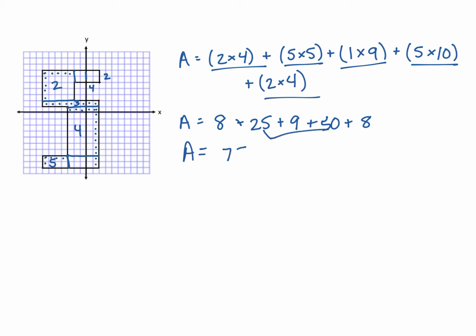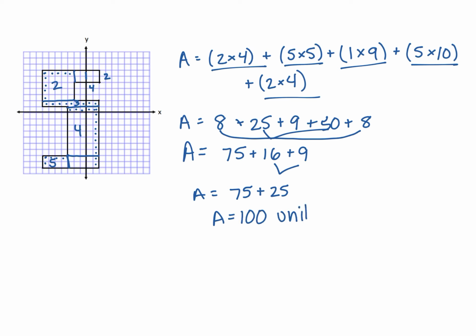25 and 50 make 75. 8 and 8 make 16. And then we still have the 9. 16 and 9 make 25. And 25 and 75 make 100 units squared.